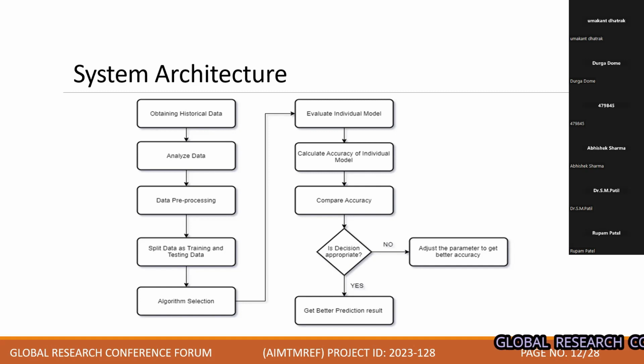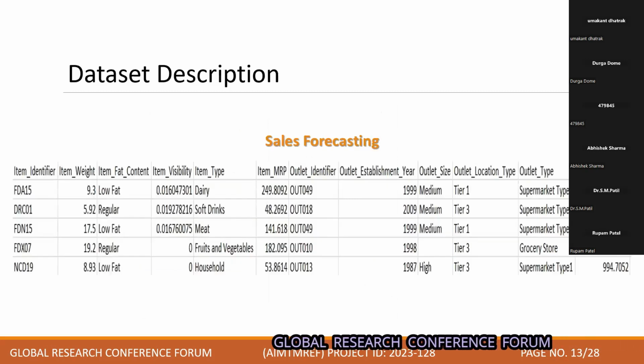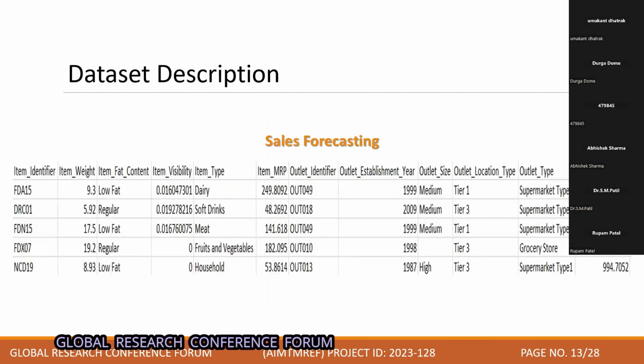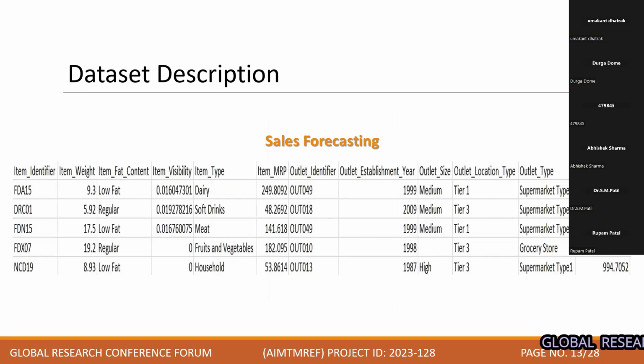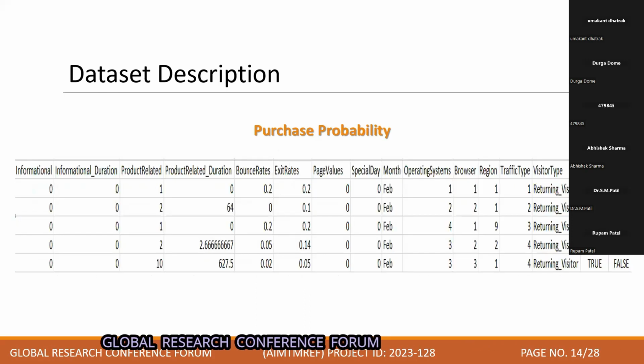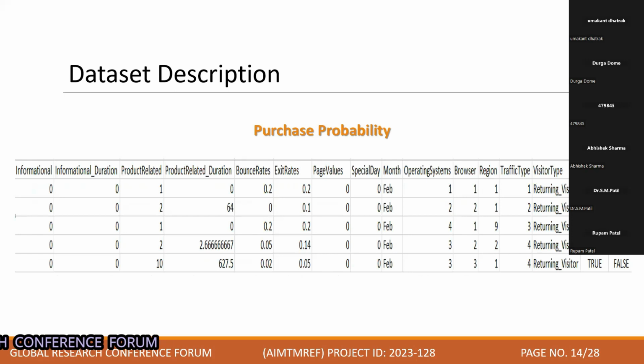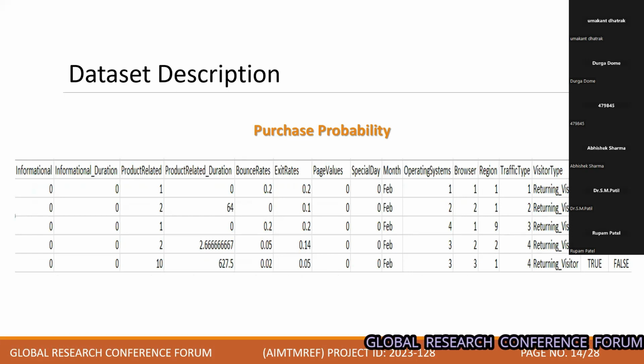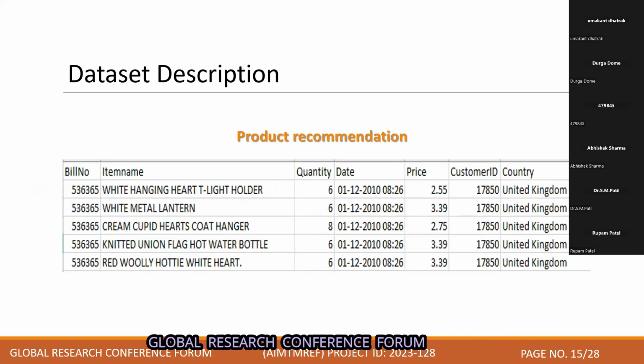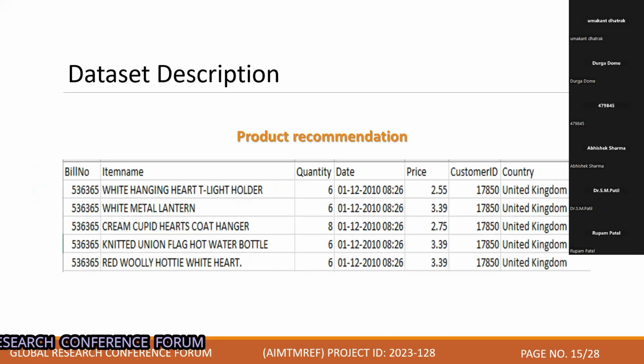Moving ahead in the slide, this is the dataset description. This is the sales data. It consists of 808,523 rows and 12 columns in size. Next is the purchase probability data. It consists of 18 columns and 1233 rows in size. And the next one is our product recommendation data. It consists of 7 columns and nearly 52,000 rows in size.